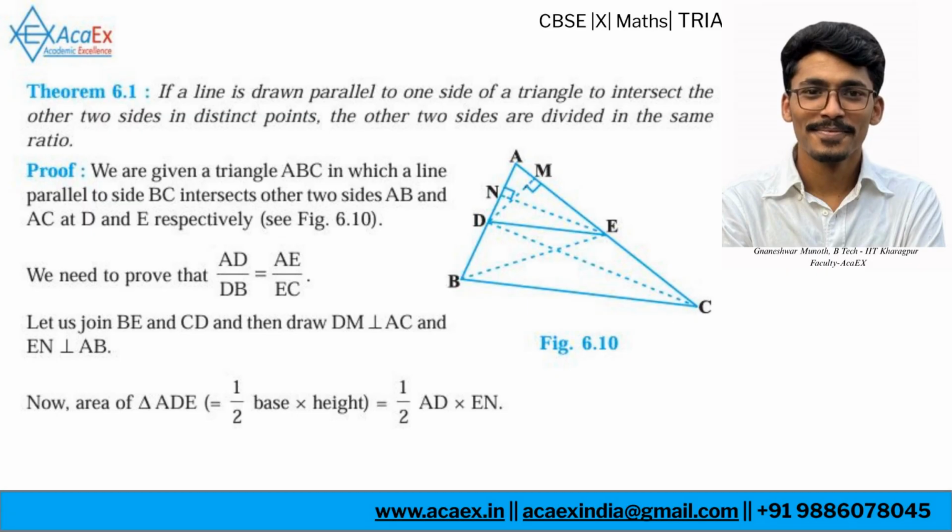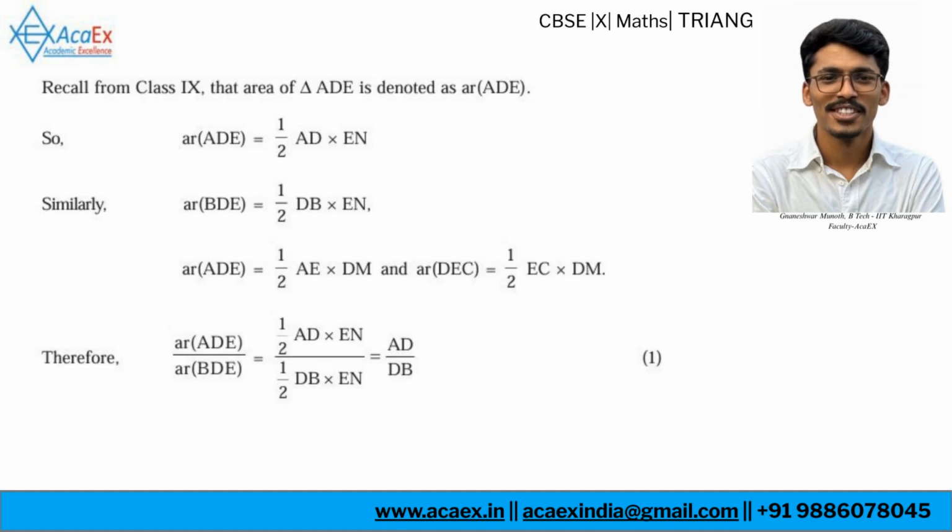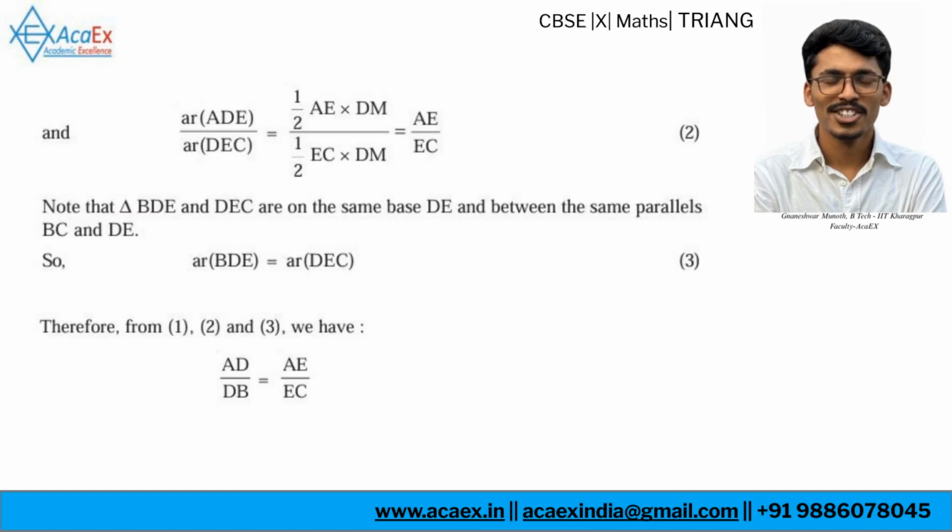Proof. Summary. In a triangle ABC, a line parallel to BC intersects sides AB and AC at points D and E respectively. We need to prove that AD divided by DB equals AE divided by EC. The proof involves calculating the areas of the triangles ADE, BDE, and DEC. Proof continued. The area of triangle ADE can be expressed in two ways. This leads to the following ratios. The ratio of the area of triangle ADE to the area of triangle BDE is equal to AD divided by DB.